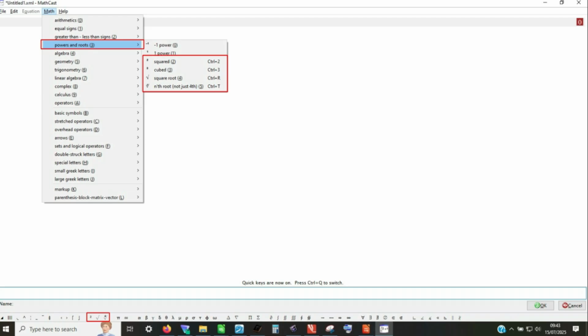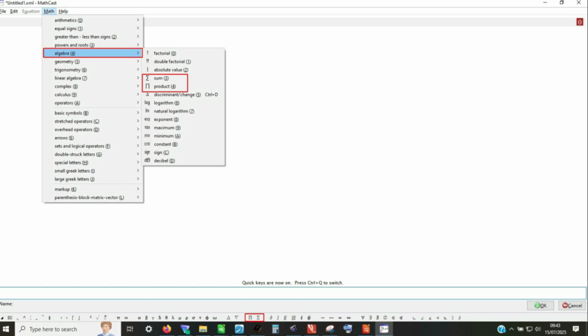Powers and roots. Now you'll see that I've blocked these in a red box: squared, cubed, square root, nth root, whatever. And they're also down the bottom, underneath the command line, where you have a quick click to find those options. Then we have algebra, sum or product. Again, these are highlighted at the bottom under the command line. You can use those as a quick click.